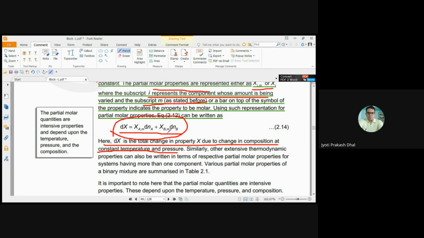Using such representation, we can write dX equals X_am dN_A plus X_bm dN_B. So here X_am is the partial molar property of A and X_bm is the partial molar property of B. Here dX is the total change in property X due to change in composition at constant pressure and constant temperature. That means the first term represents the total change in property when the number of moles of A changes, and the second term represents the change in property X when the number of moles of B changes.